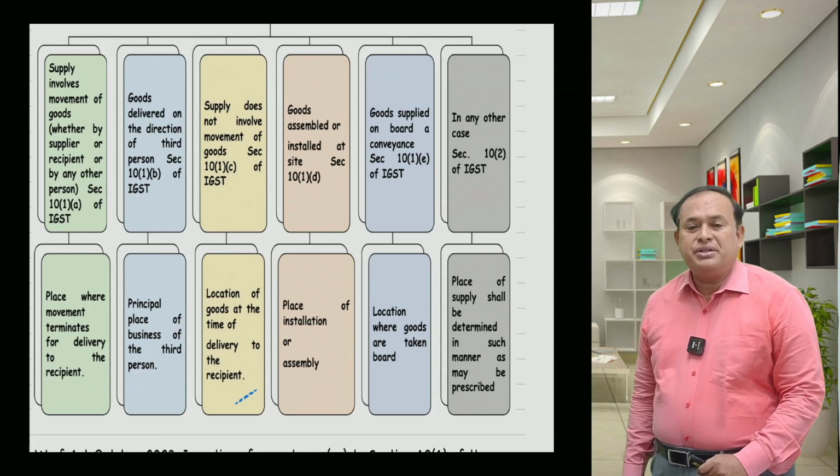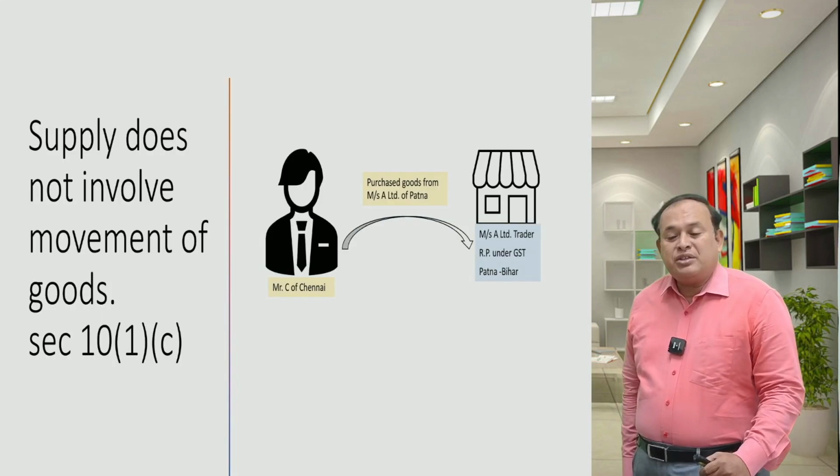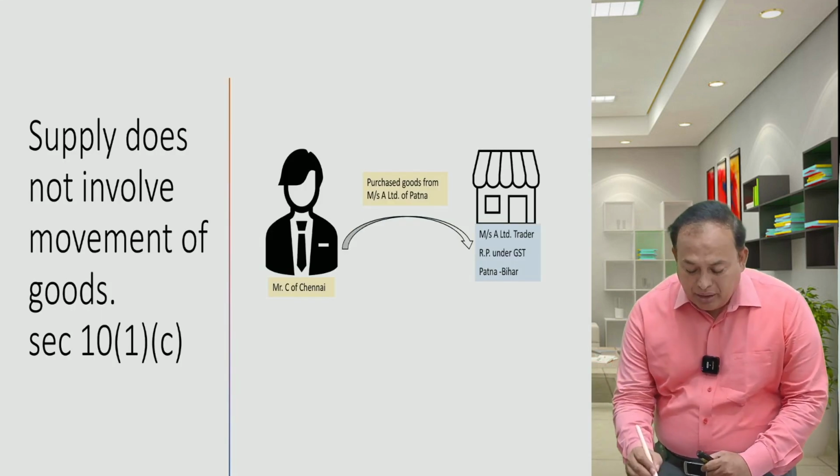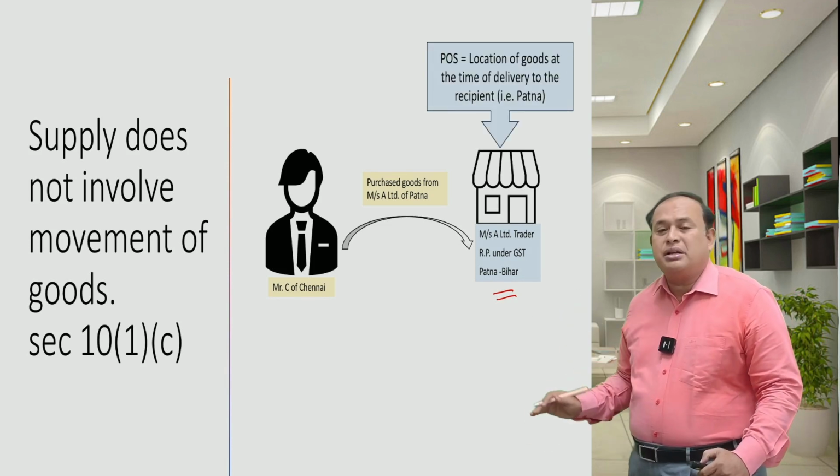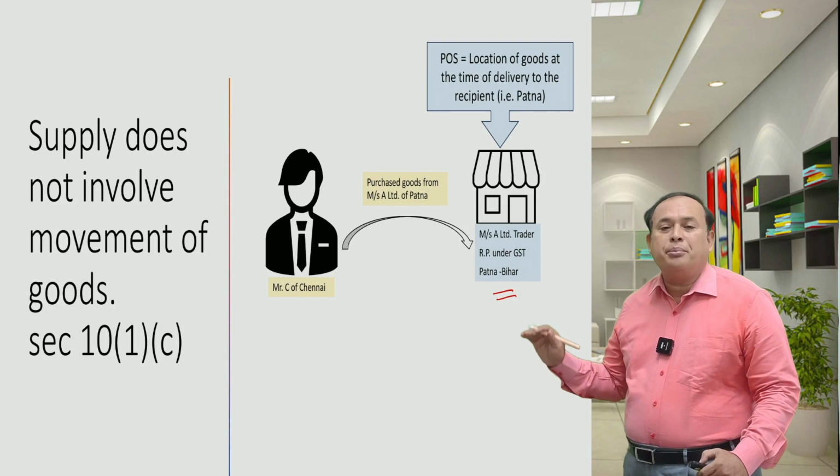Got the clarity, my dear friends? In the given case, place of supply goes to Patna, Bihar. There itself the goods are available. In that case, location of supplier: Patna, Bihar. Place of supply: Patna, Bihar.